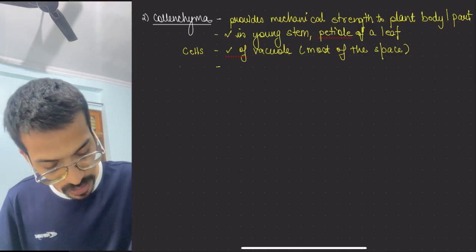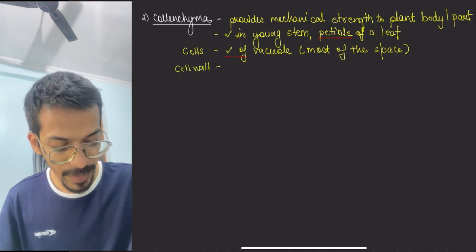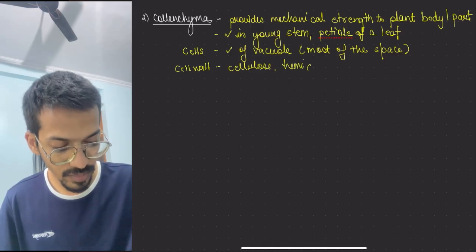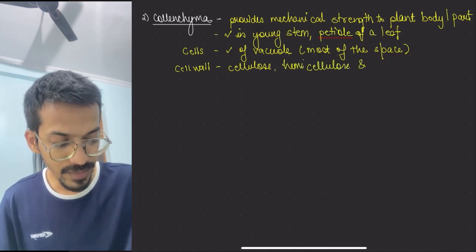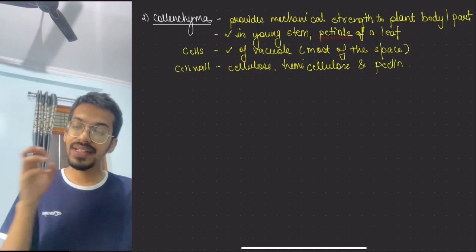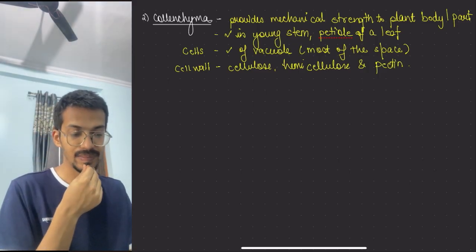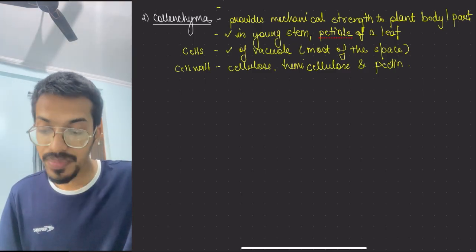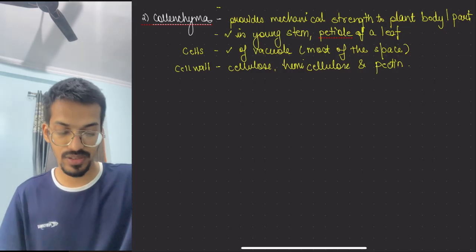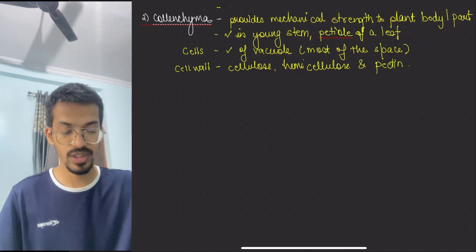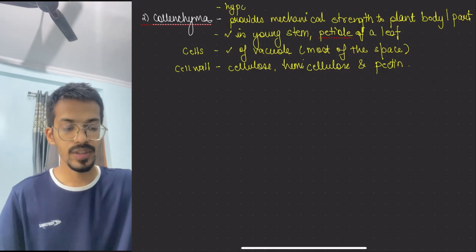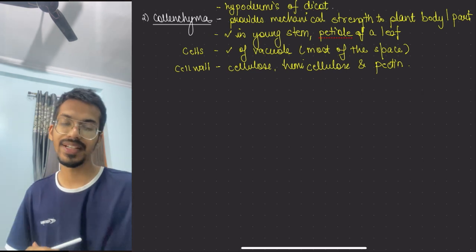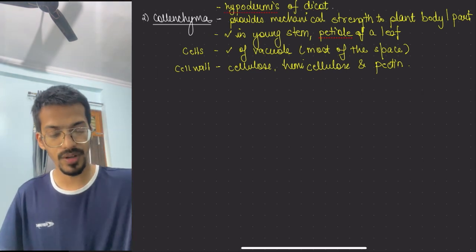So if I talk about the cell wall, it is made up of cellulose, hemicellulose and pectin. And one point I forgot to write over here is that it is present in dicotyledonous plants. It's a part of the dicotyledonous hypodermis, the hypodermis of dicot. Okay, it is present over there. We will learn it again, but this is a very important fact.